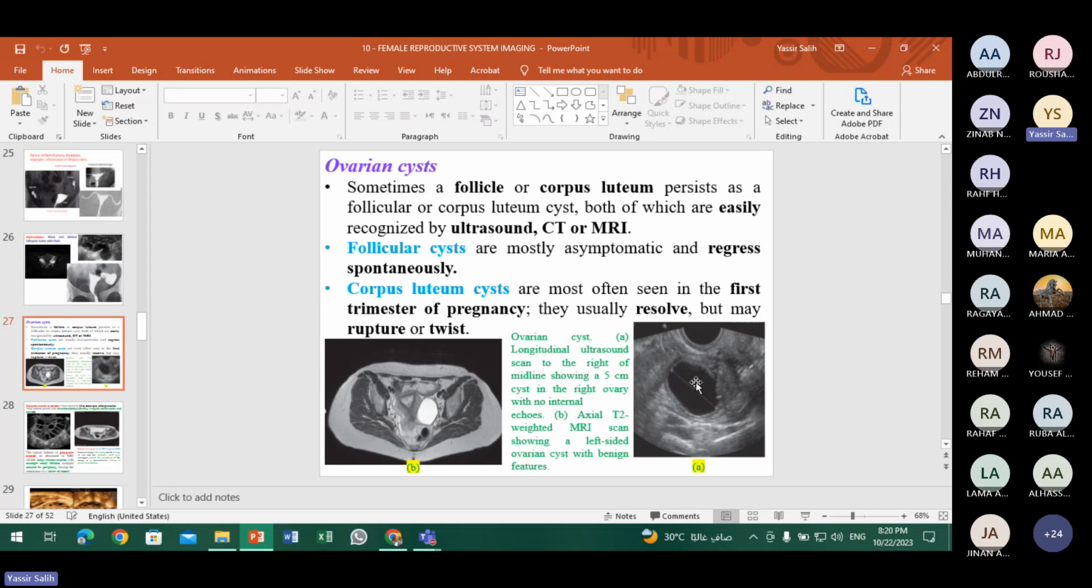In the ultrasound you can see this is an anechoic cyst without any internal echoes. We can call it a simple cyst, not a complex cyst. And also this is the MRI, which demonstrates a high signal intensity cyst. This is a cyst in the MRI. So ultrasound, CT and MRI can demonstrate this cyst.